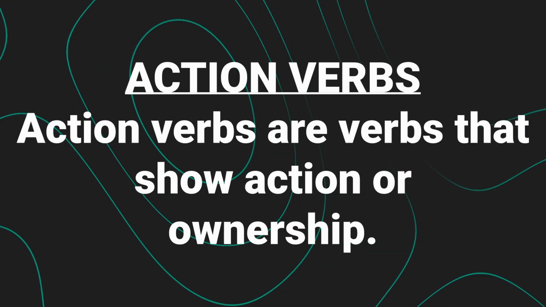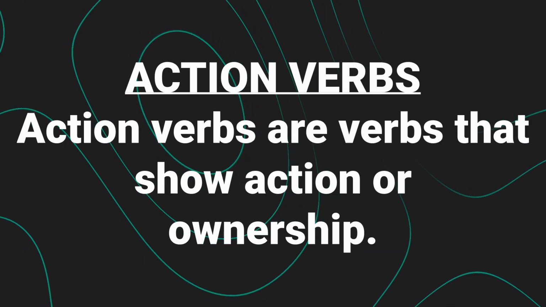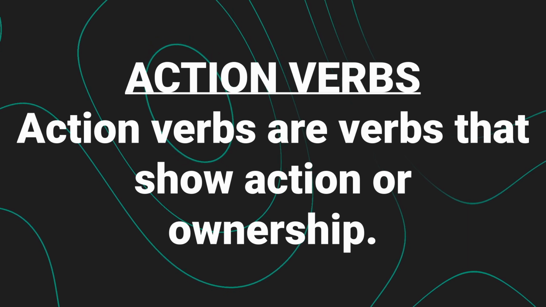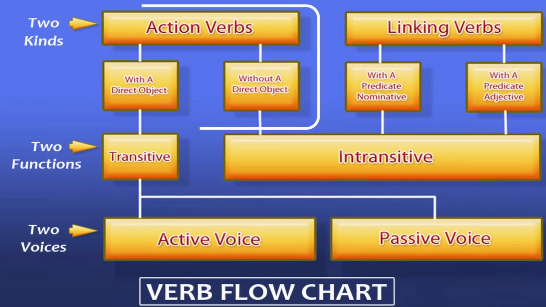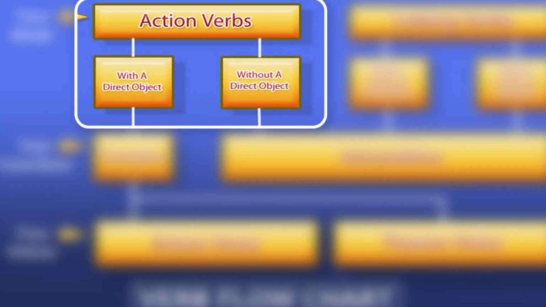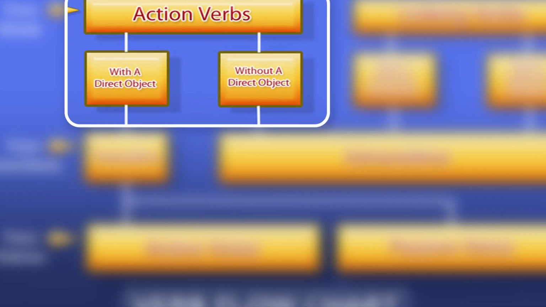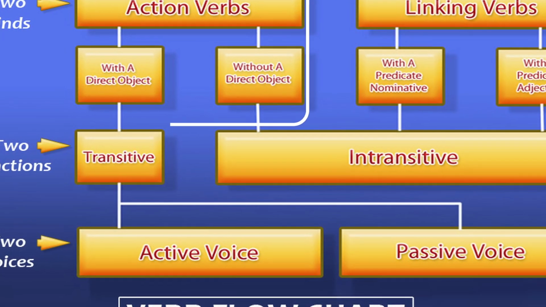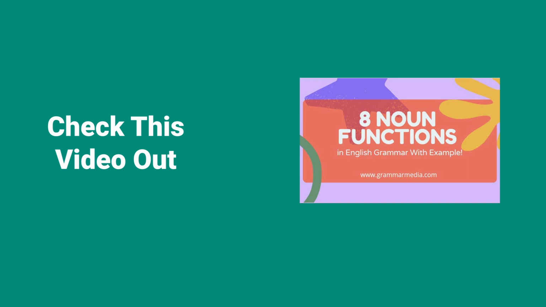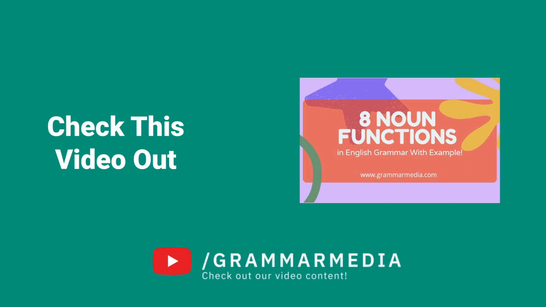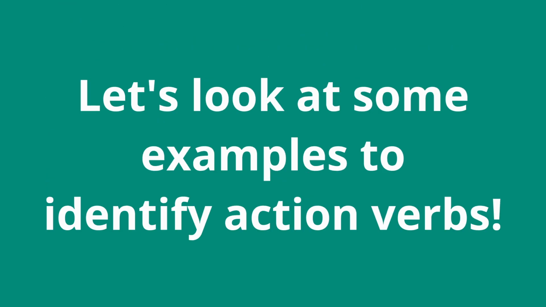First, we have action verbs. Action verbs are verbs that show action or ownership. Action verbs can come with a direct object or without a direct object. If you're struggling to understand direct objects or indirect objects, you can watch this video for more information. Let's look at some examples to identify action verbs.